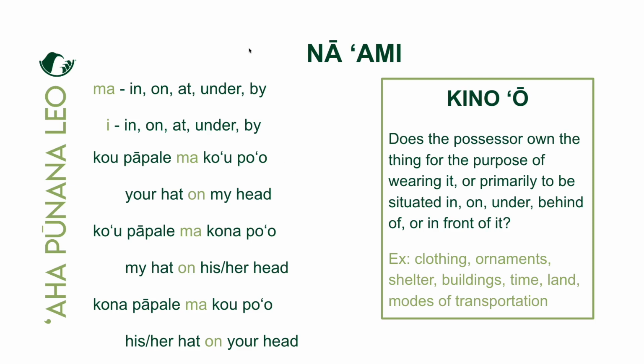Okay, so you can see how we're just taking these simple kou papale, ko'u po'o, and with the ʻami, we can turn it into this phrase. Yeah? Your hat on my head, my hat on his or her head, his or her hat on your head, right? With the use of this ma, which again is the same for now as I.